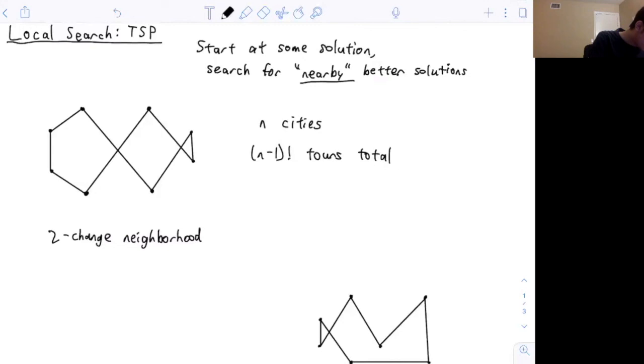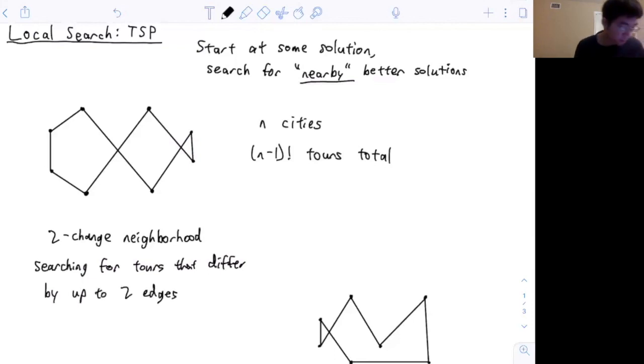So we are searching for tours that differ by up to two edges. And notice that two tours can't differ by only one edge, so two edges is actually the smallest neighborhood that we can really do, at least in a way that makes sense.